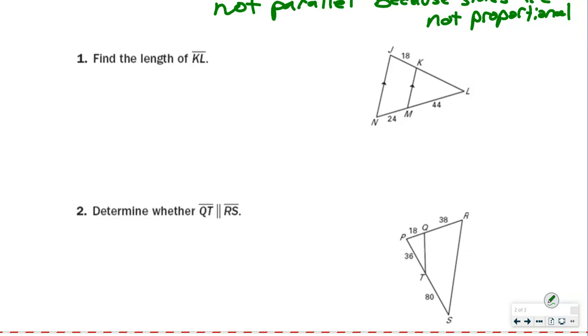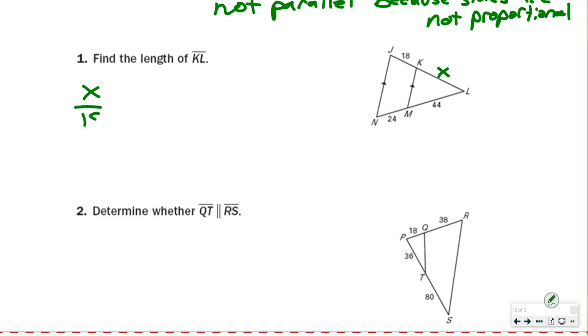Next example, we want to find the length of KL. So I'll call KL X. We see that my lines are parallel. JN is parallel to KM. So I know that these divided up sides are going to be proportional.